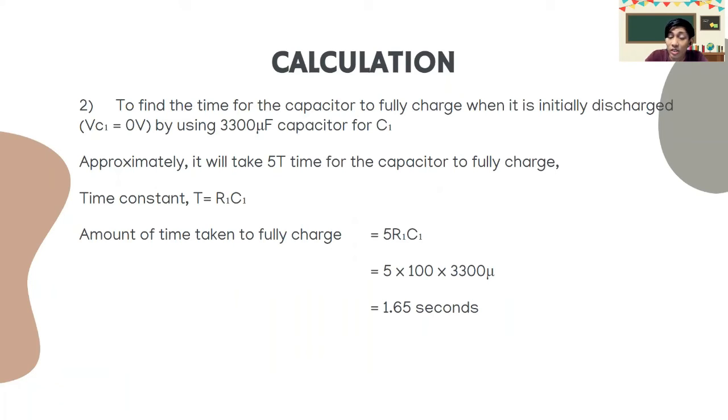Okay, the next one is the time for the capacitor to fully charge when it is initially discharged, which is VC1 equal to 0 volt. By using the 3300 microfarad capacitor for C1, approximately it will take 5 tau for the capacitor to fully charge, where the time constant tau equals R1 C1. Therefore, the amount of time taken to fully charge is 5 R1 C1. By getting the values, 5 times 100, which is the resistor value, times the capacitance value, which is 3300 micro, we get the time taken to fully charge the capacitor, which is 1.65 seconds.